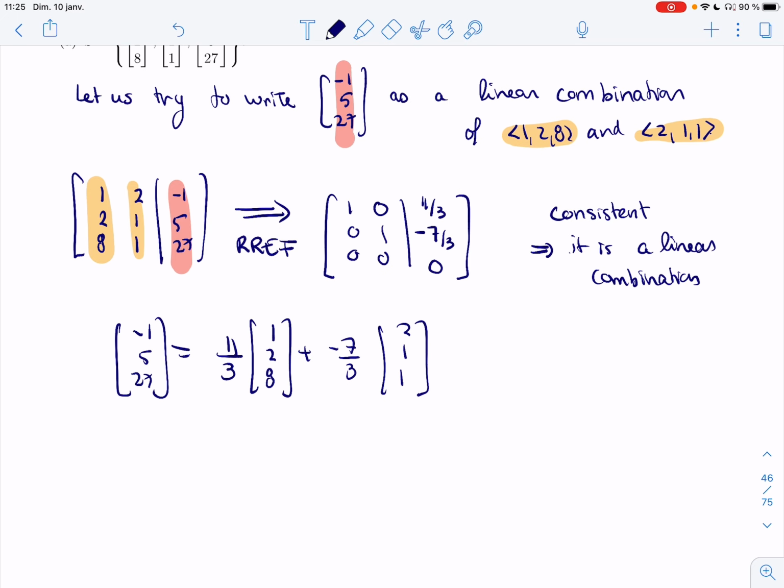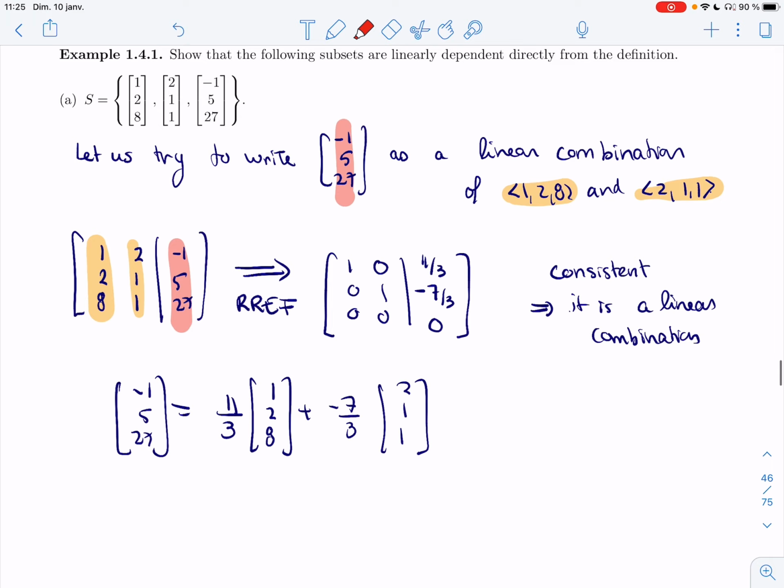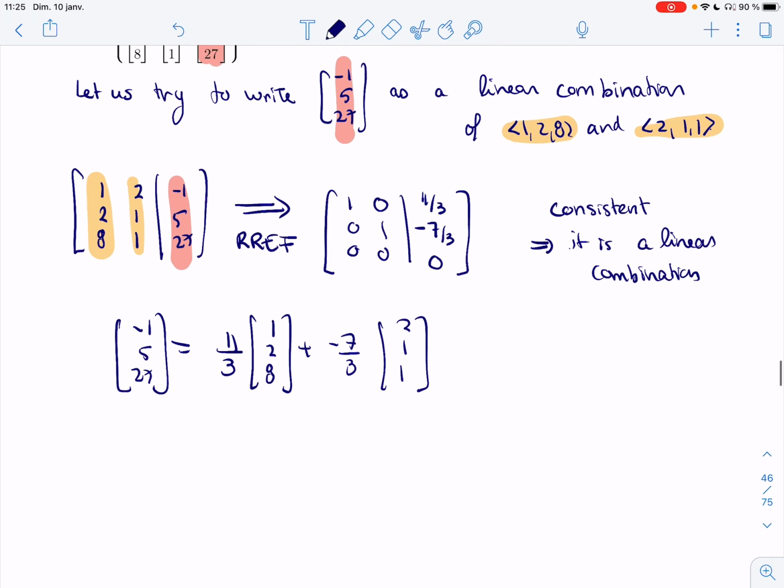All right, so that means that when I look at the span of S, this vector is useless. I don't need it, so S is linearly dependent.